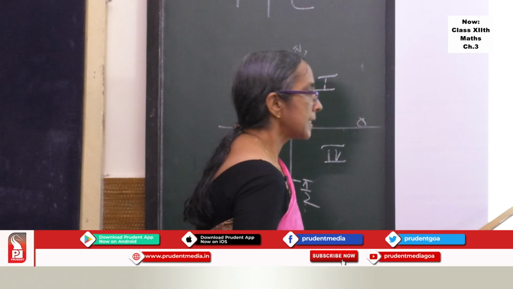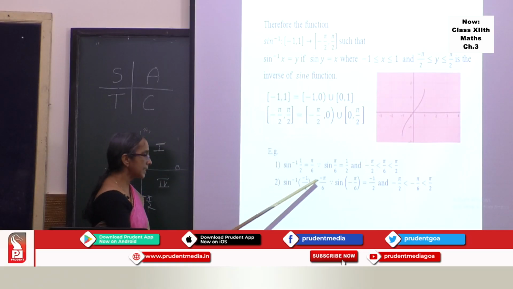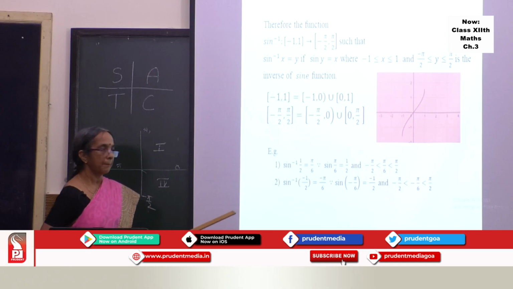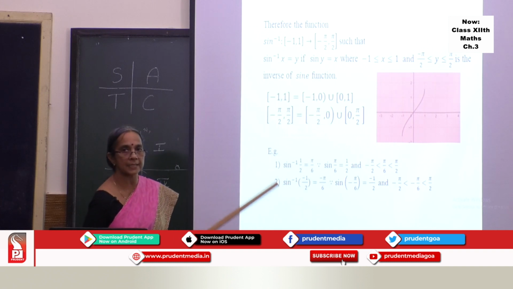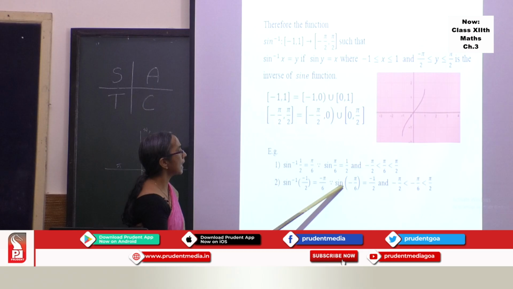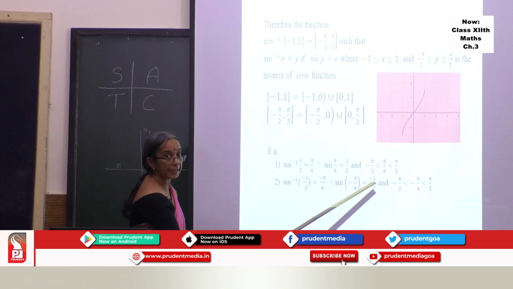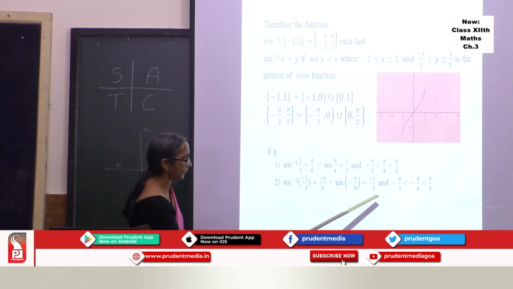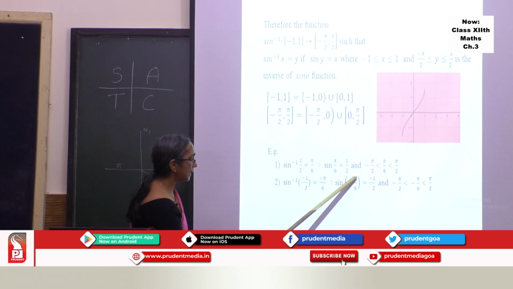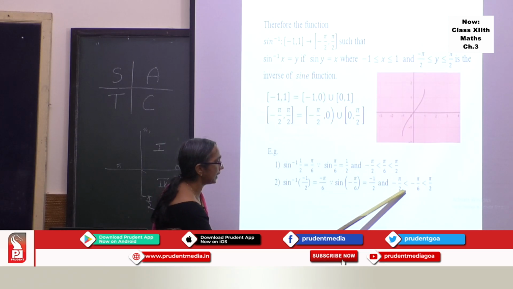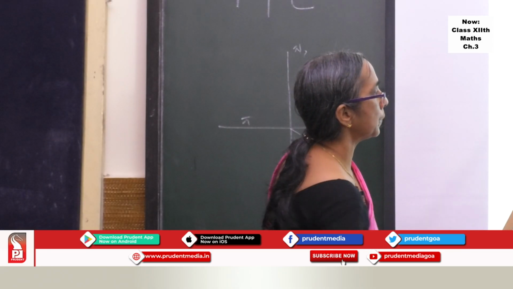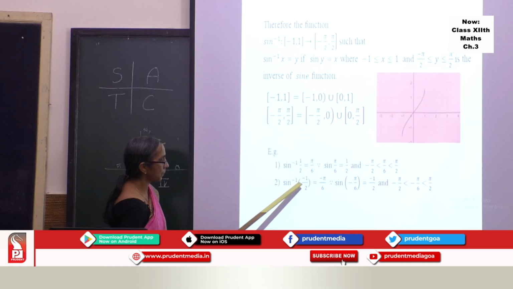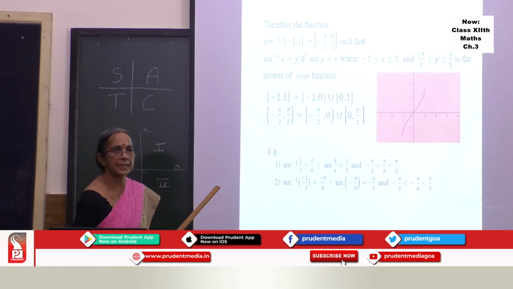Similarly, sine inverse of negative half is negative pi by 6, because sine of negative pi by 6, you know sine of minus theta is minus sine theta. So, sine of negative pi by 6 is negative sine pi by 6, which is negative half, and not only that, minus pi by 6 is an angle between minus pi by 2 and plus pi by 2. It is coming between minus pi by 2 and 0. Therefore, sine inverse of minus half is minus pi by 6. It is very easy to find out sine inverse of a negative value.